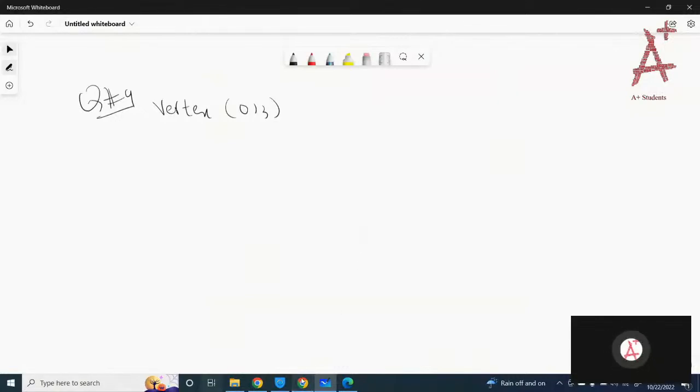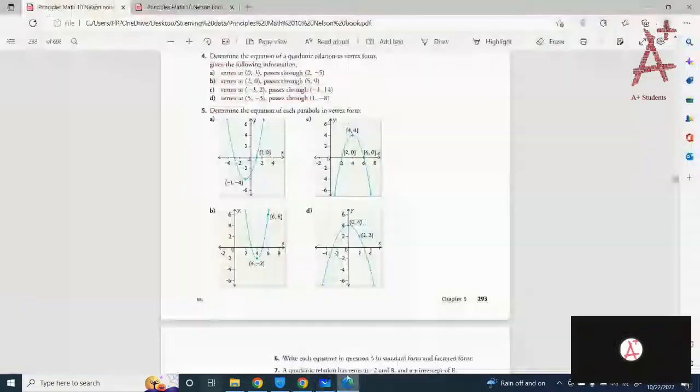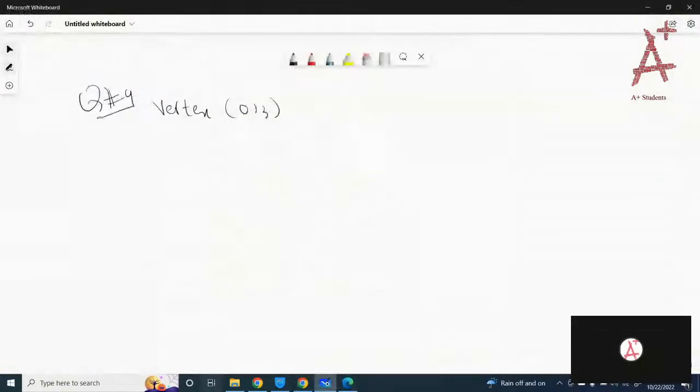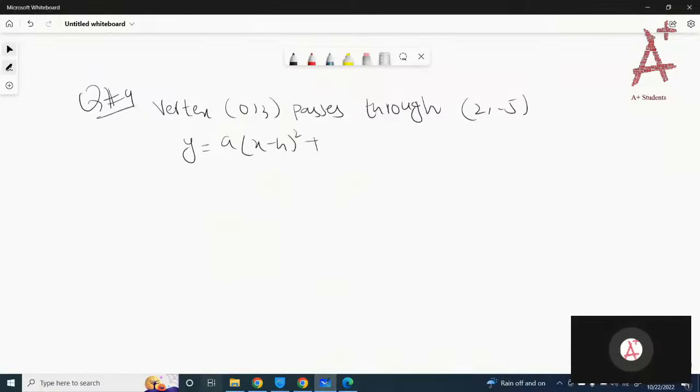And the point is 2, negative 5. It passes through 2, negative 5. Okay, you are given the vertex and a point. You need to find the equation. Got it? So the equation is y equals a (x minus h) whole square plus k.